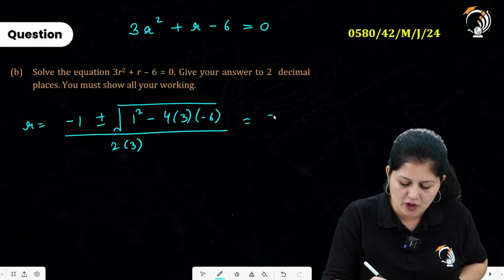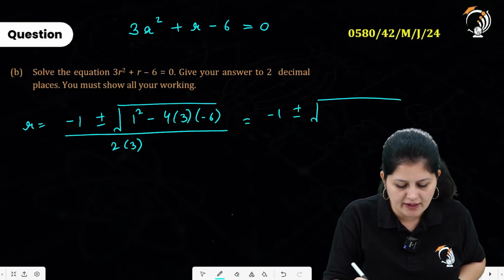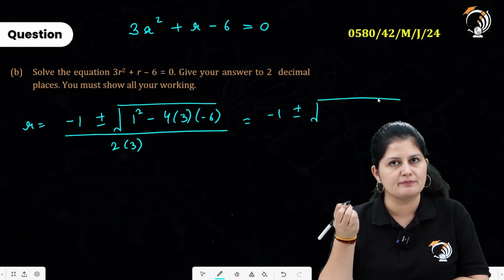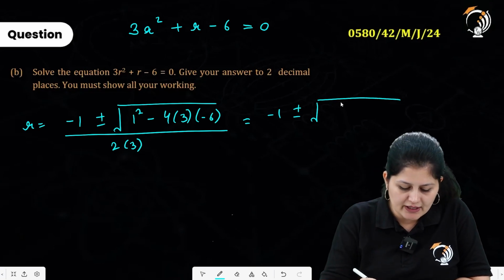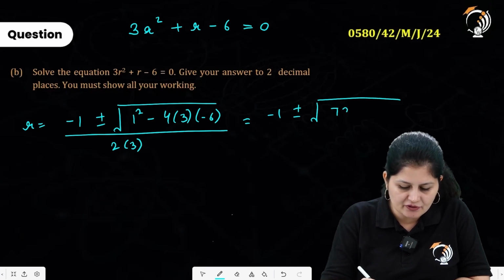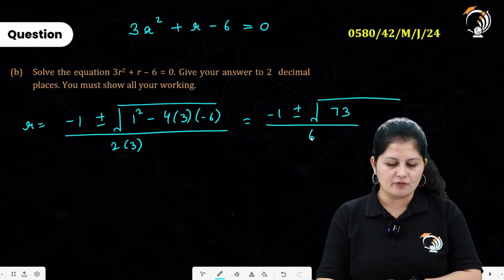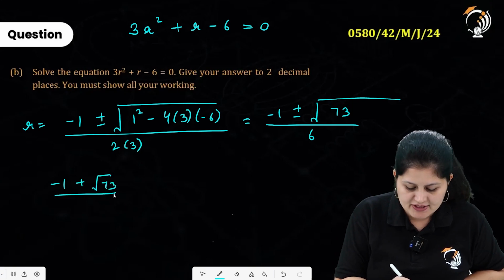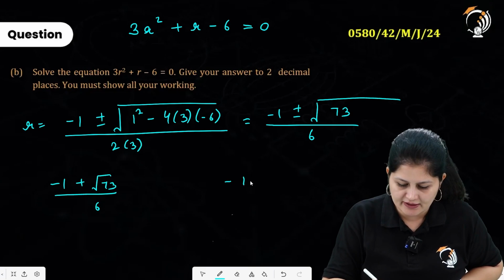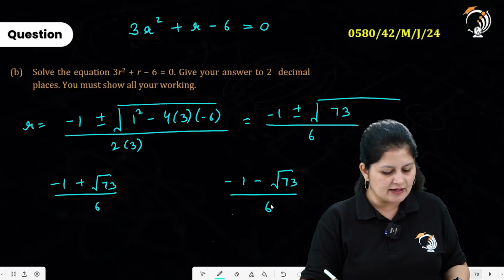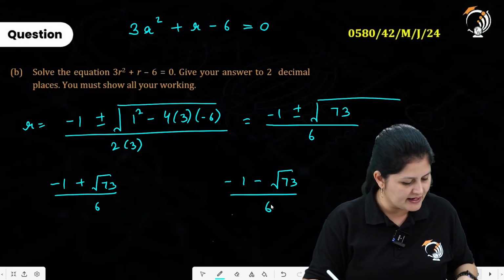So further, if we are going to solve it, it is going to be minus 1 plus minus, in the root we are going to have 4 multiplied with 3 is 12, 12 multiplied with 6 is 72. So we are going to get it as 1 plus 72, which is going to be 73 over 6. That is what we are going to get here, right? So the two values of r that we are getting are minus 1 plus root 73 over 6, and the other value is minus 1 minus root 73 over 6, right? So let's use the calculator to get this value.